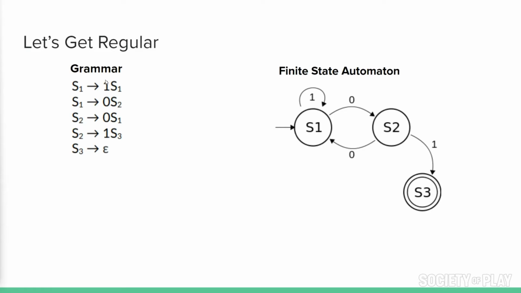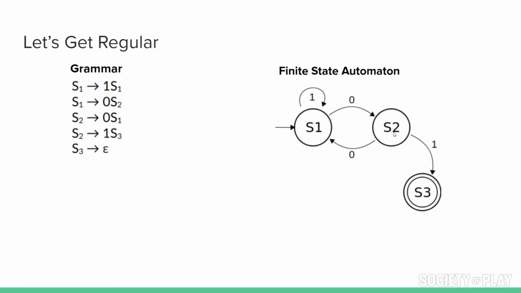Regular grammars can also be represented with finite state automatons. Have you ever seen one of these before? They're pretty simple to follow. You start at S1, and then you can follow either of the two arrows that lead away from it, based on what input you've been given. If you get a 1, you just circle back and go right back to S1. If you get a 0, you hop over to S2.